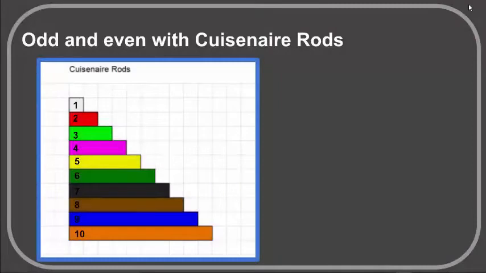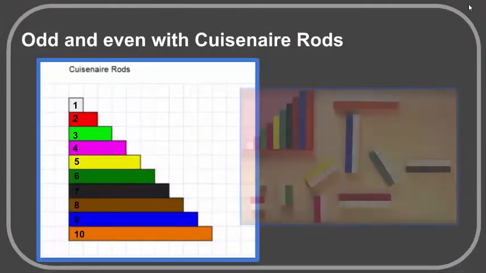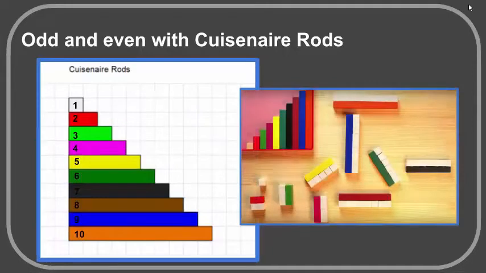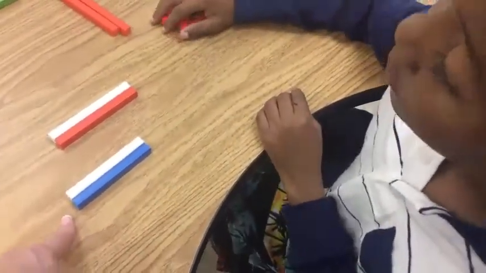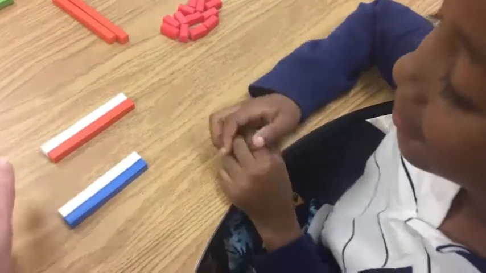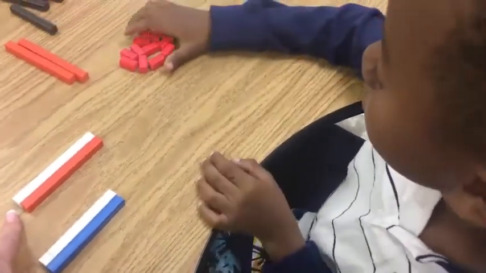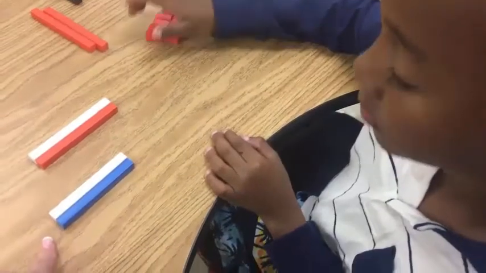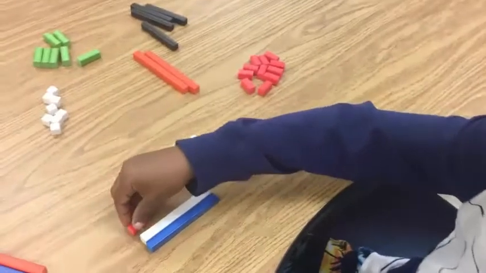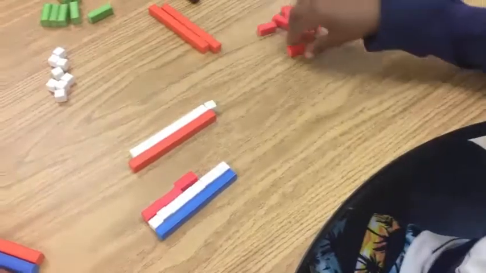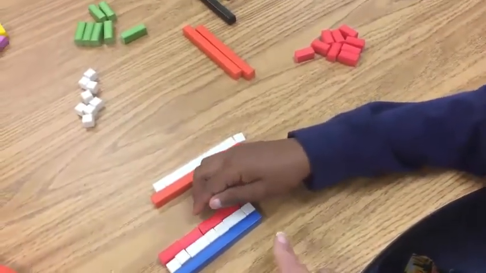Cuisenaire rods are another great tool for exploring odd and even. By using the 1 centimeter rods to build larger numbers, students are able to visualize pairs and leftovers. So how long is the orange rod? 10 centimeters. And how long is the blue rod? 9 centimeters. So is the red or the orange rod odd or even? Even. And what about the blue rod? Odd. How do you know? Because if you build it with 2s, there's going to be 1 left. Okay, so we have 2, 4, 6, 8, but 1 left over.